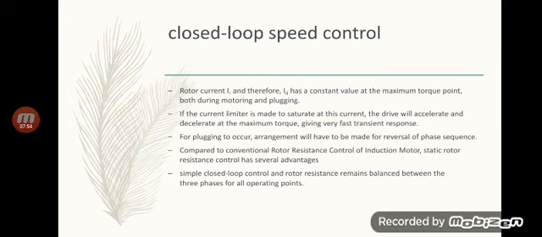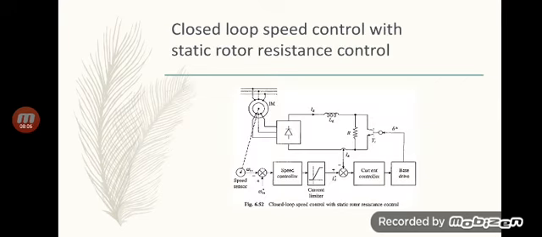Compared to conventional rotor resistance control of induction motor, static rotor resistance control has several advantages: simple closed loop control, and rotor resistance remains balanced between the three phases for all operating points. Here is a closed loop speed control with a static rotor resistance control.